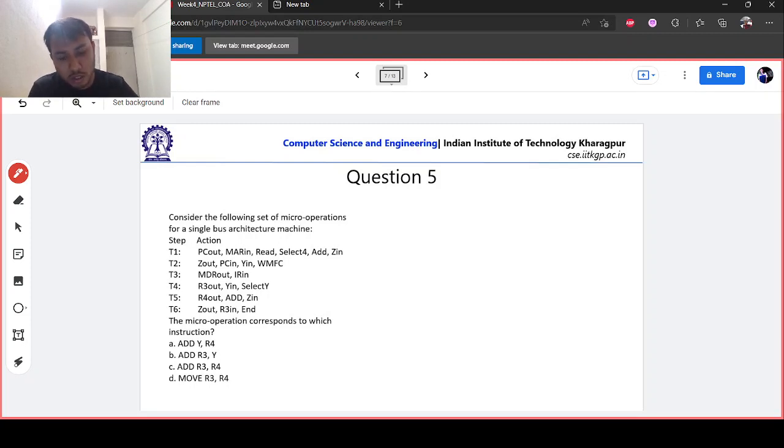So T1, T2, T3, T4, T5, T6. What T1 does is load the instruction address to MAR.